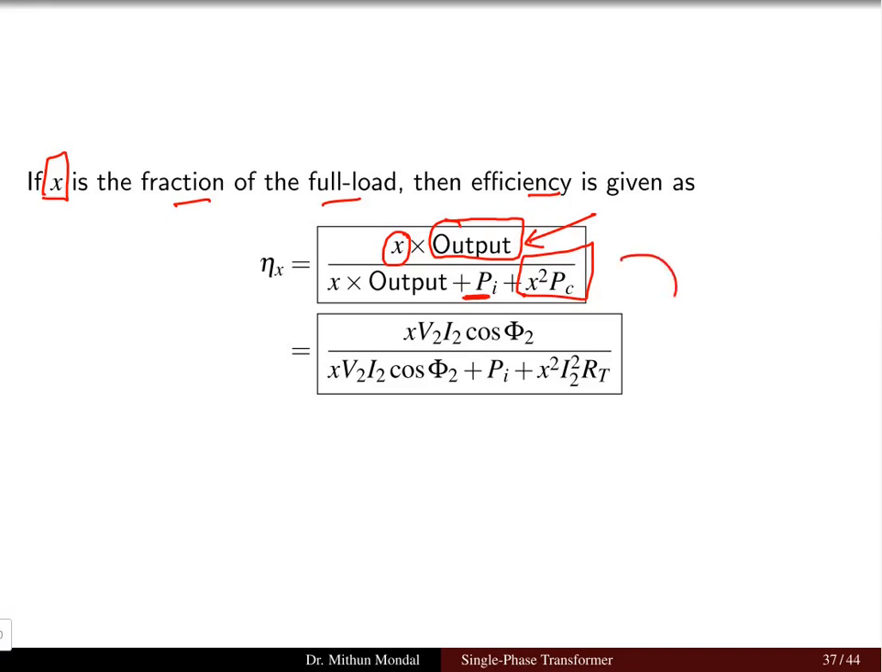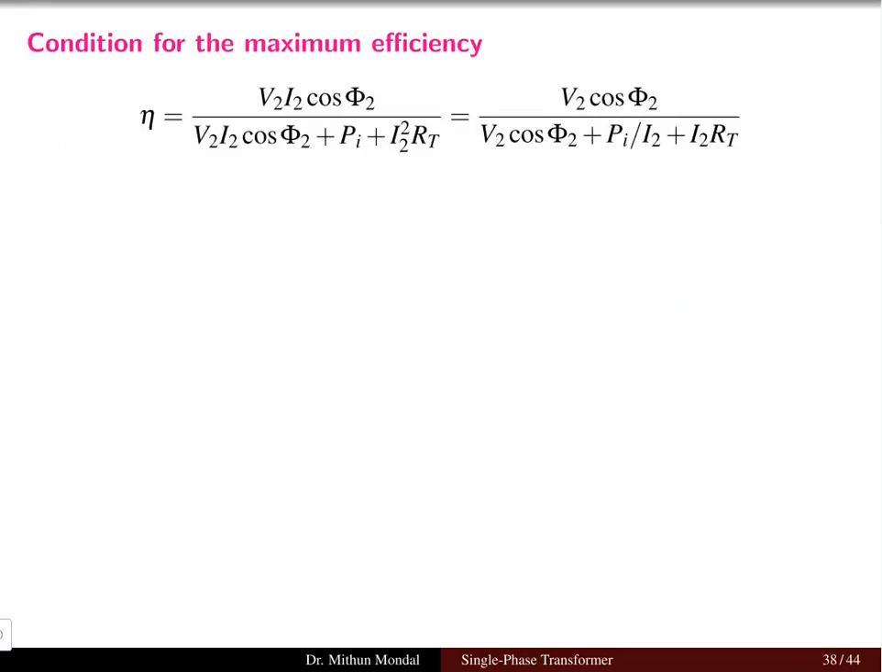So this formula can be represented again as X into V2 I2 cos phi 2. Iron loss is a constant loss, and X square into total copper loss is given by I2 square into the total resistance of the network, either from the primary side or from the secondary side.